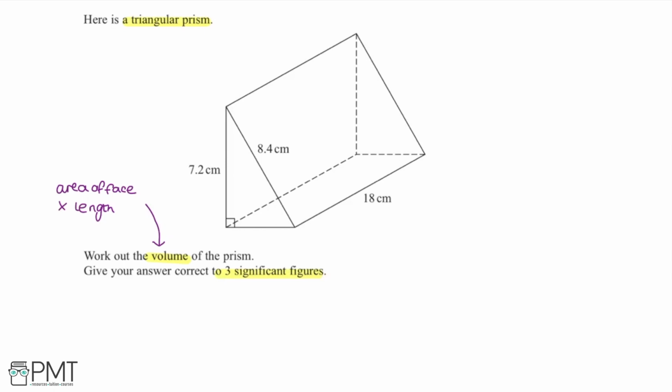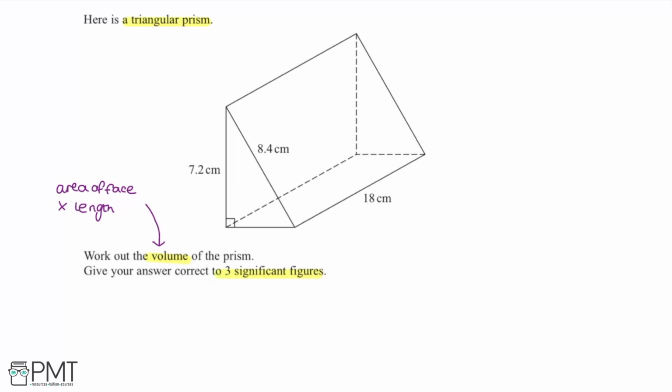However, the formula for the area of a triangle is a half multiplied by the base of the triangle multiplied by the height. However, we don't have a value for the base of the triangle. We don't know how long this side is, but we do know the height and the hypotenuse, so we can use these two values to work out the base using Pythagoras' formula.